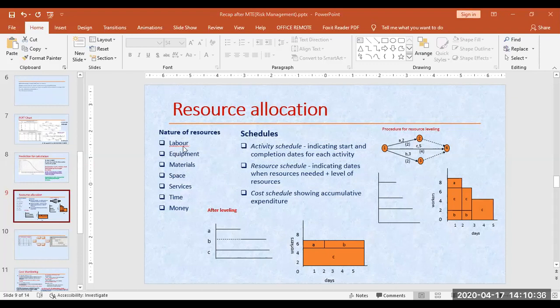Labor means the manpower who is going to do that job. Equipment means the tools that they are using. The material is a consumable thing. Space is where they are putting their equipment so that they are able to do that task, or sitting and all that. Services may be the HR services, the networking service, or the cleaning service. This way you can discuss these services.